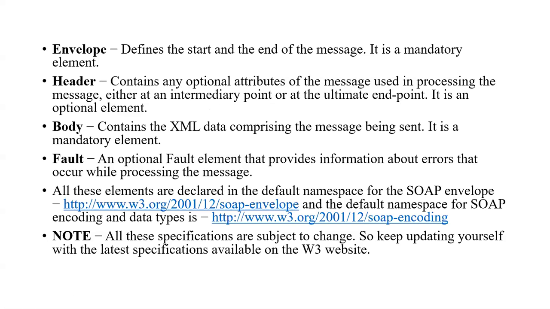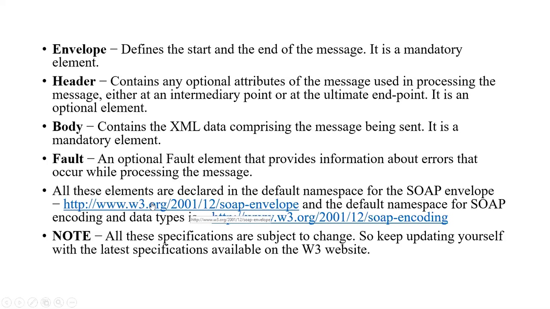Next, body contains the XML data comprising the message being sent. It is a mandatory element. So there are a number of headers we can use, but body is the only one where we send the actual data. Fault is an optional element that provides information about errors. So we try to communicate with the web services, and if any error is generated, it is shown by the fault element. Next, all these elements are declared in the default namespace of the SOAP envelope.